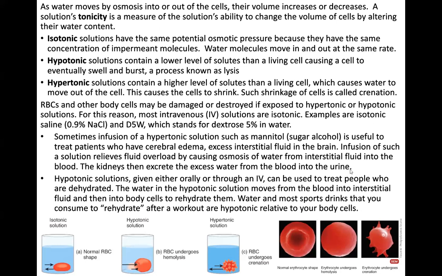And that will help with that cerebral edema. In the other case, what we call a hypotonic solution, it can be given orally or through IV to treat people who are dehydrated. The water in the hypotonic solution moves from the blood into the interstitial fluid and then into the body cells, just like we show here, hopefully not to the point where they explode. This is what water, just water that we drink and most sports drinks that we consume to rehydrate after a workout are relative to your body cells.